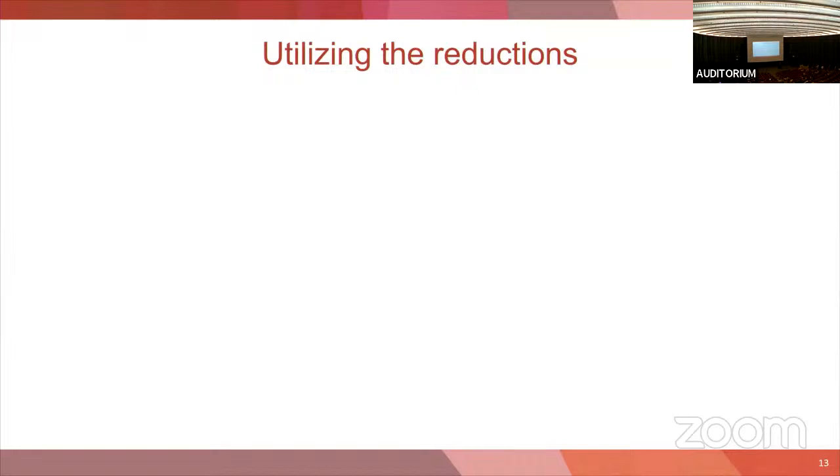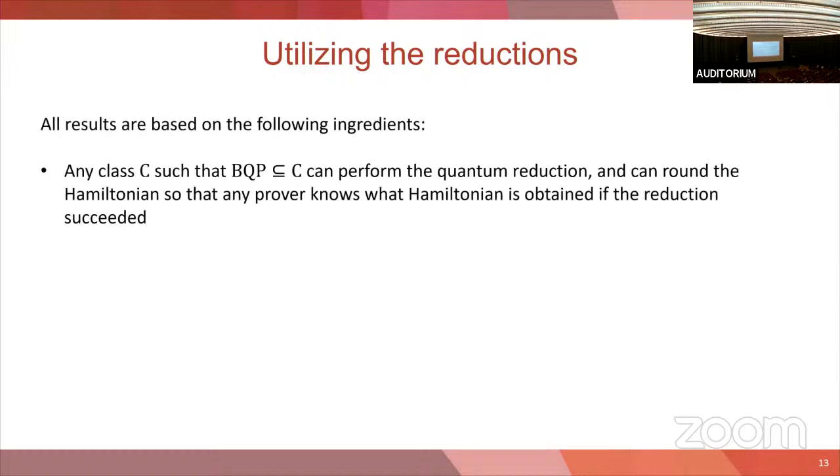So now basically all the results we get are based on the following general strategy, which utilizes this reduction. The idea is that any class C, which contains BQP, can perform this quantum reduction. So it can actually learn this Hamiltonian that is induced by such a QPCP verifier. We don't really need to do this, but it is easy to do in the proofs: you can round the reduction in such a way that, conditioned on the reduction succeeding, you will always produce the same Hamiltonian. So the prover exactly knows which Hamiltonian you're going to get out of the reduction if you succeed.